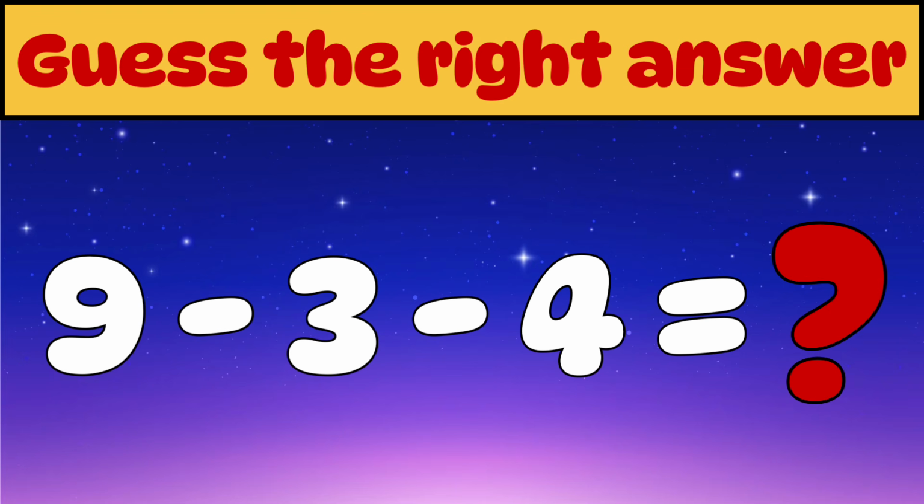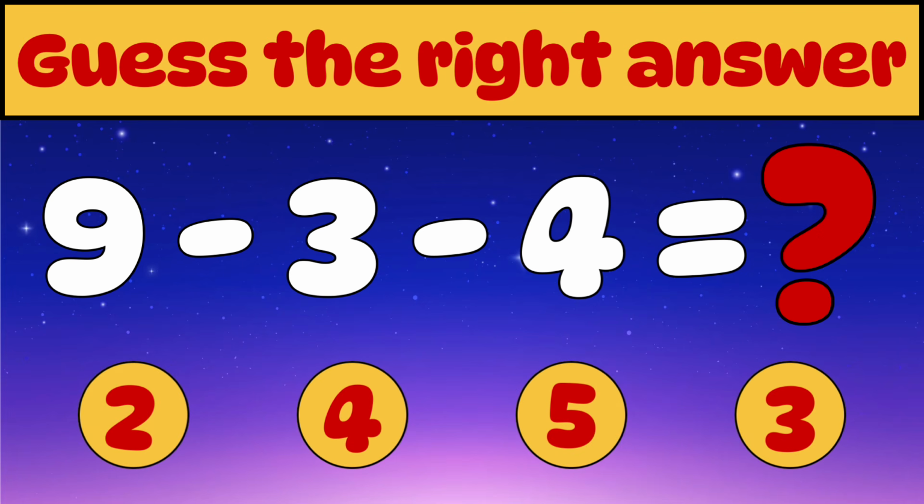9 minus 3 minus 4 equals. Can you guess the correct answer? Here are the options. 2, 4, 5, maybe 3. Think carefully.